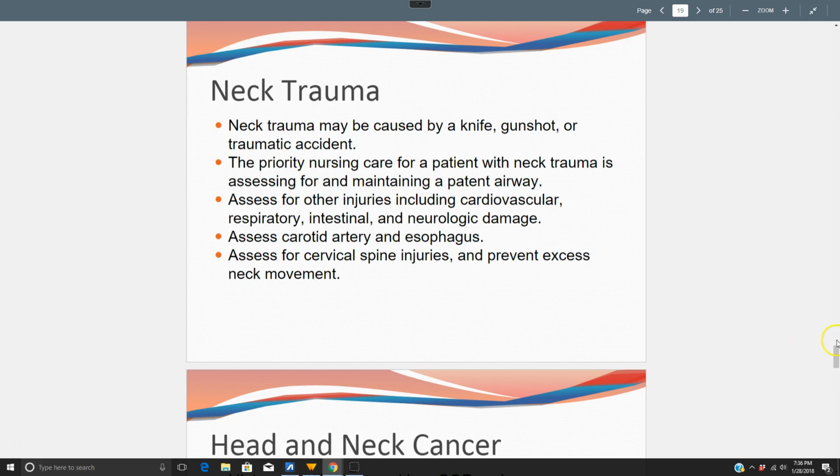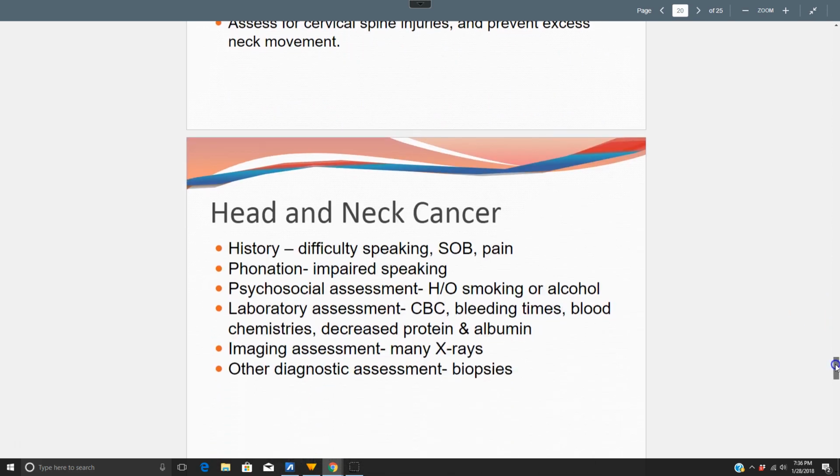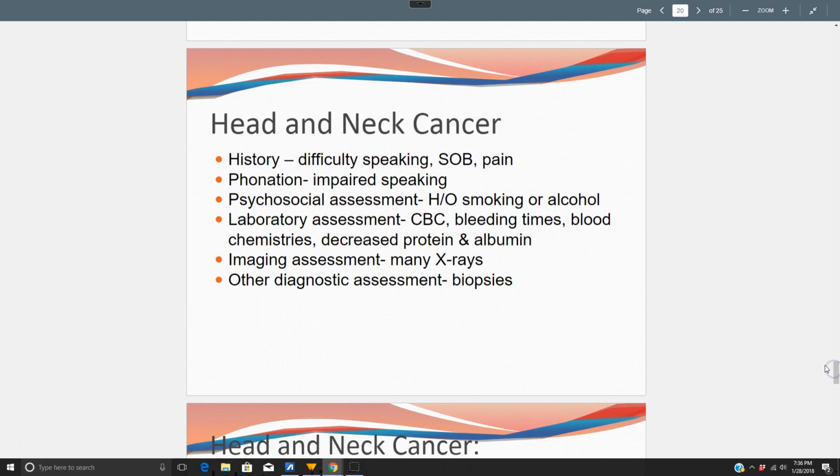Okay? All right, the next one we're going to talk about is head and neck cancer. And again, think about the head and the neck. These types of tumors can definitely disrupt and impair gas exchange, along with how a person eats, even their facial appearance, their self-image, their speech, and of course communication.